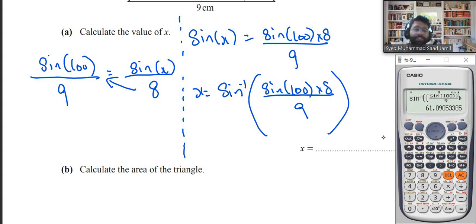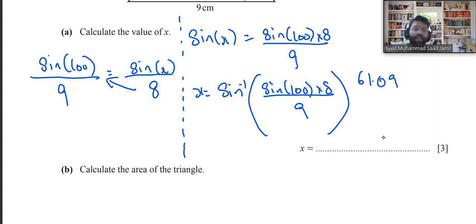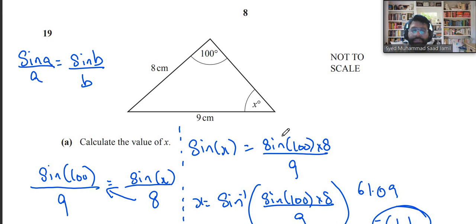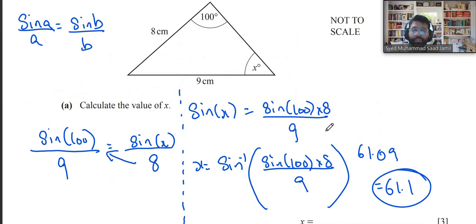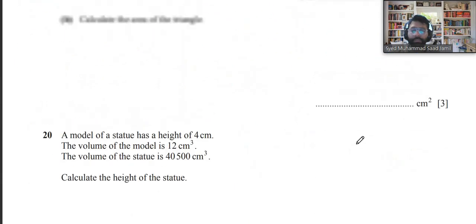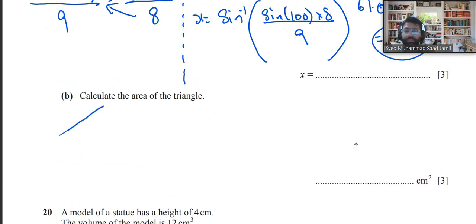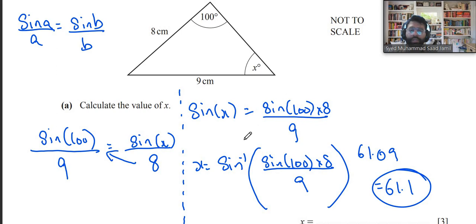So it's 61.09. It will become 61.1 degrees. Next, it says calculate the area of the triangle. Let me make the triangle over here so that it's easier. 61.1. What was this? 109.8.